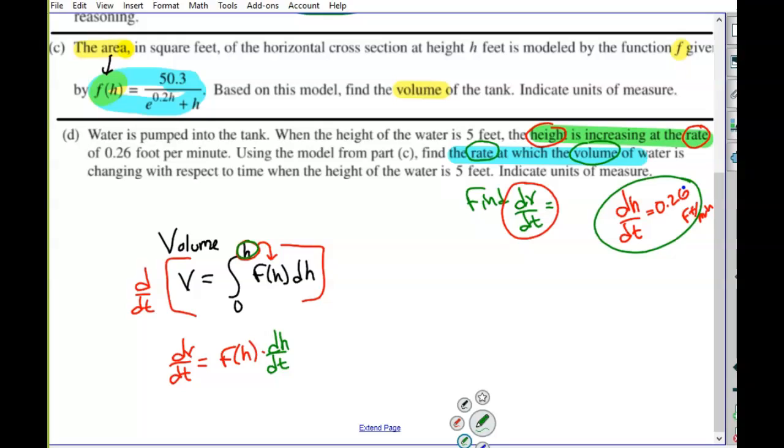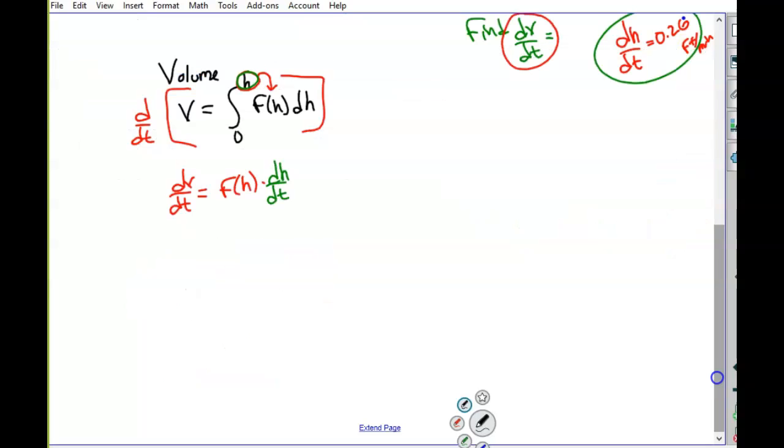Now, after all of this, notice how I didn't do anything with this 5 feet. That's the end spot. So find the rate at which the volume of the water is changing with respect to time when the height is 5. The very last thing I would do is evaluate this when the height is 5, which means I'm going to plug 5 in for h. I already know that this height is changing at 0.26.